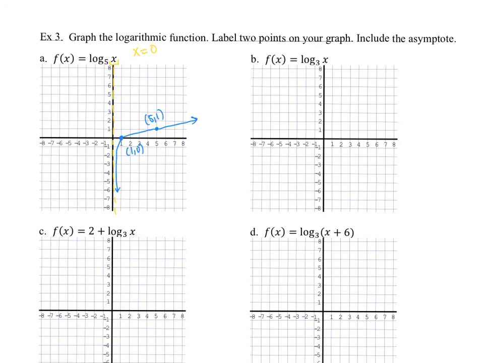Okay, for b, it's log base 3 of x. Again, there was no translation, so the asymptote does stay at x equals 0. I'm going to go ahead and start with that. It gives me an idea of how to do my graph. Easy points, I'm going to plug in x as 1. The log base 3 of 1 is 0. So 1, 0 is on my graph. Because this function is base 3, I'm going to plug in x as 3 because the log base 3 of 3 is 1. So 3, 1 is on my graph.